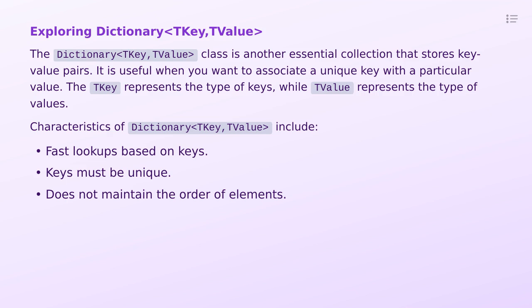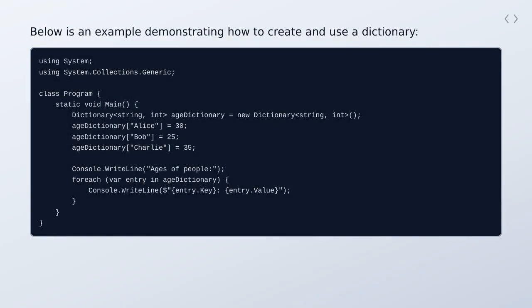Characteristics of dictionary include: first, fast lookups based on keys. Also, keys must be unique. Finally, it doesn't maintain the order of elements. Below is an example demonstrating how to create and use a dictionary. This slide introduces a class definition. Study the structure in the code sample.